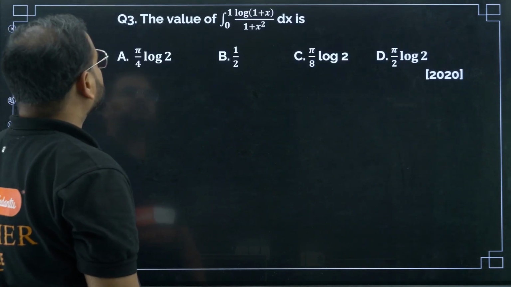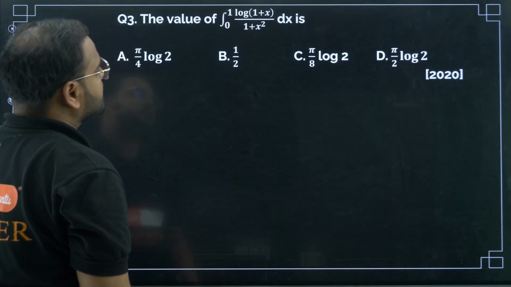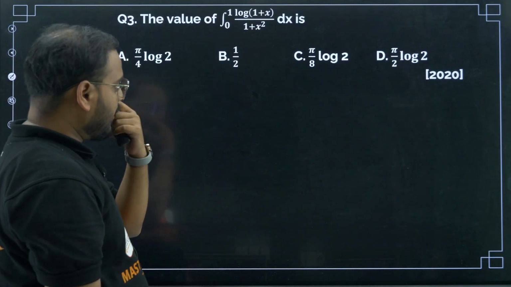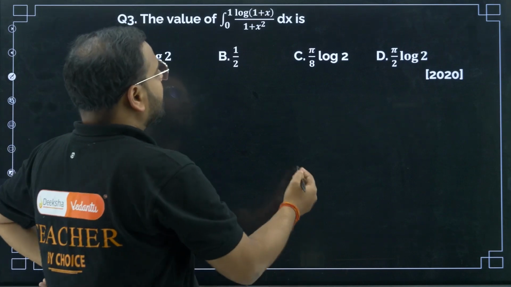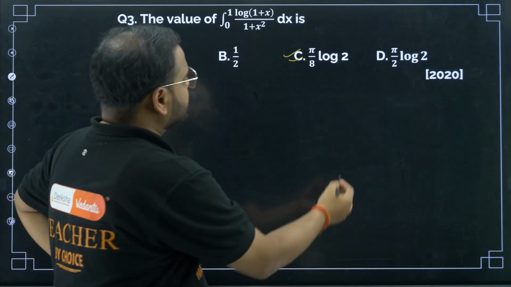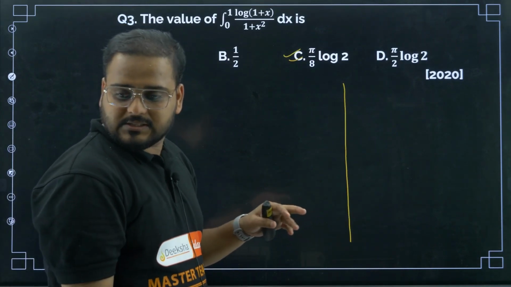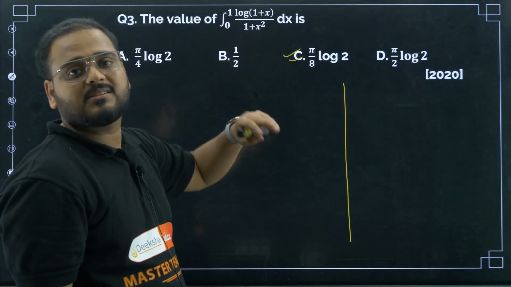So let's look at the next question. The value of the integral from 0 to 1 of log of 1 plus x, with 1 plus x square in the denominator. A very good question. I hope you got the answer as C. Asked in 2020. If you look at this question, we have to use substitution. How can we guess that, sir? You can guess it from here: 1 plus x square is there, which means an identity can be present here.